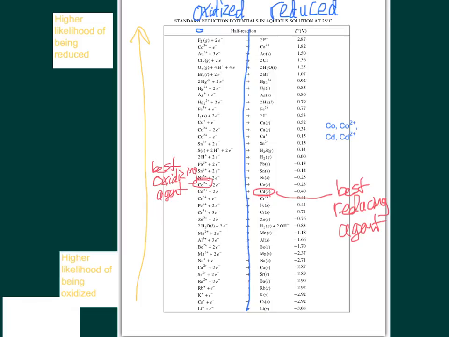Alright, so that's sort of the quick bit of the table, and then in the next video what I'll do is I will quickly break down a reaction that will occur and show you how to find the delta G given the E of cell that you can calculate from this.